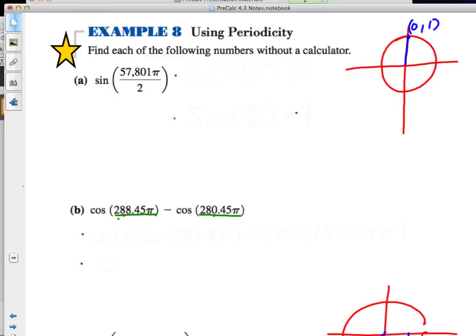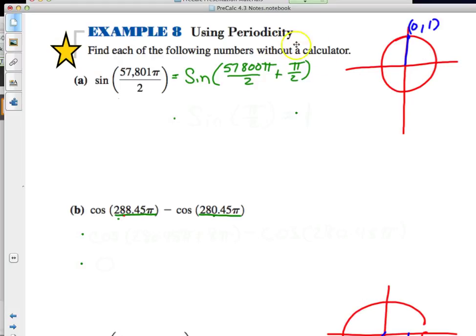Now, here's the thing. In example 8, you're using periodicity. Find each of the following numbers without a calculator. Now, this looks overwhelming because of the stuff we did before, but let's break this apart. I've got sine of 57,800 pi plus pi over 2. Now, if I look at it, this is an even number of pi's. That's an odd number of pi. That's even. That's odd. That's even. That's odd. That's even. That's odd. That's even.